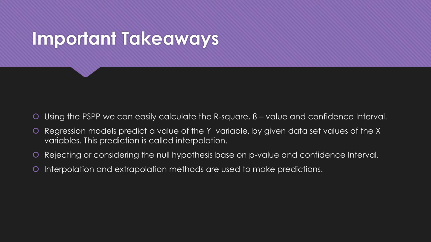Regression models predict the value of the y variable given dataset values of the x variables. This is the prediction method we used, which is called interpolation. We reject or retain the null hypothesis based on the p-value and the confidence interval. Lastly, the interpolation and extrapolation methods are used to make predictions.